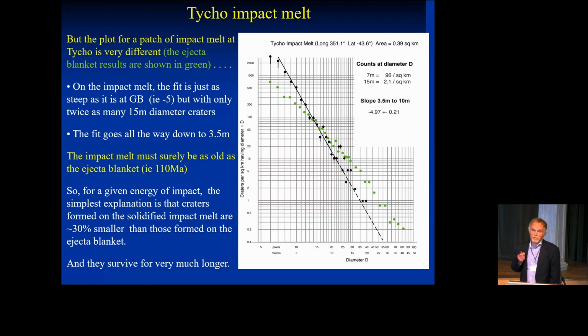The impact melt must be the same age as the crater, so it must be 110 million years. So for a given energy of impact, the simplest explanation is that the craters formed on the solidified impact melt are 30% smaller than those formed on the ejecta blanket. And they survive for very much longer. We've got 4 meter diameter craters here that have lasted for 110 million years.